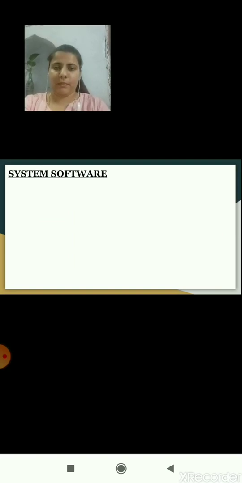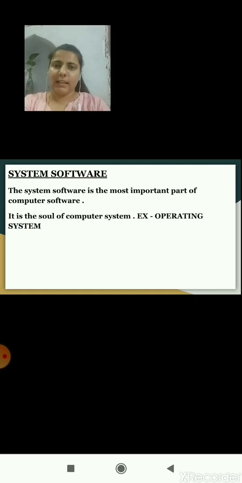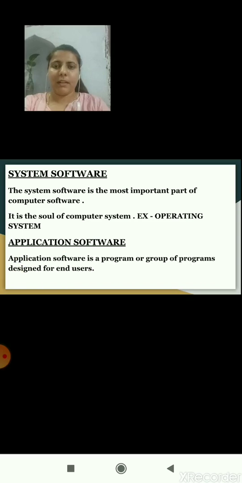System software. System software is the most important part of computer. It is the soul of computer. Example, operating system. Application software. Application software is a program or group of programs designed for end user. Just now I told you, for the user. End user and user are the same. Example, word processor, spreadsheet.